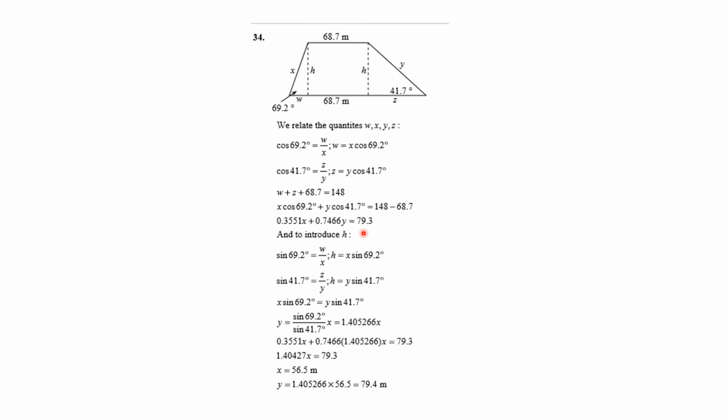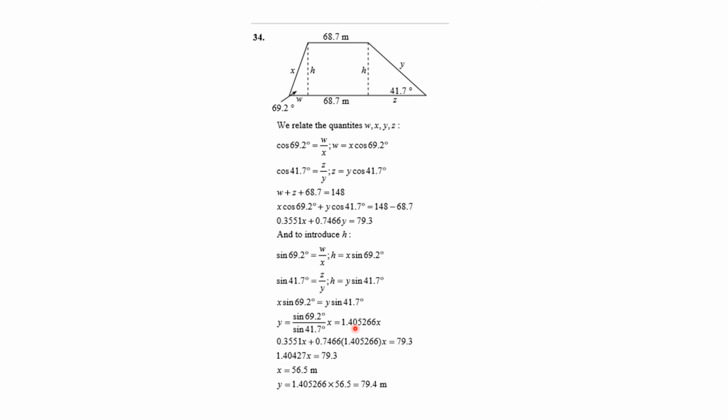79.3. But now we need to introduce h. And so we know that w over x, and we can conclude also that h is equal to x sine 69.2 degrees. That's from the figure. We also know that h is equal to y in the figure times sine of 41.7 degrees. So those two things are equal to each other, so I can set the two things equal, and I can solve for y in terms of x.